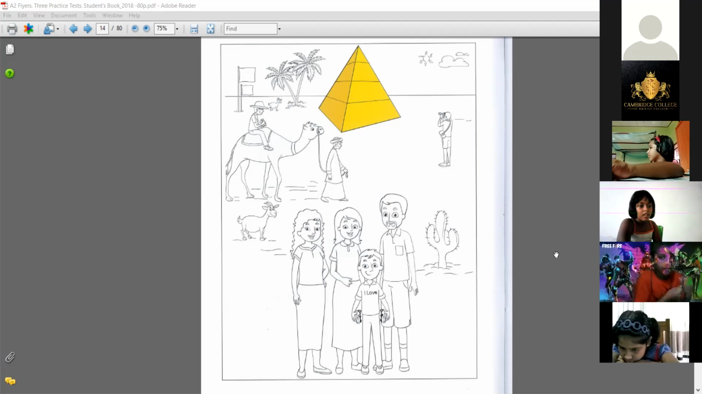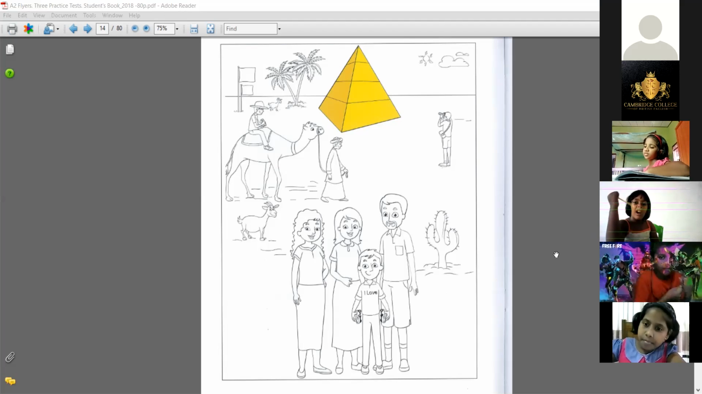I love. Can you see that? Yes, I can. But I don't know what the missing word is. It's cars. It should say, I love cars. Can you write the word cars for me? Okay, I'll do that now.